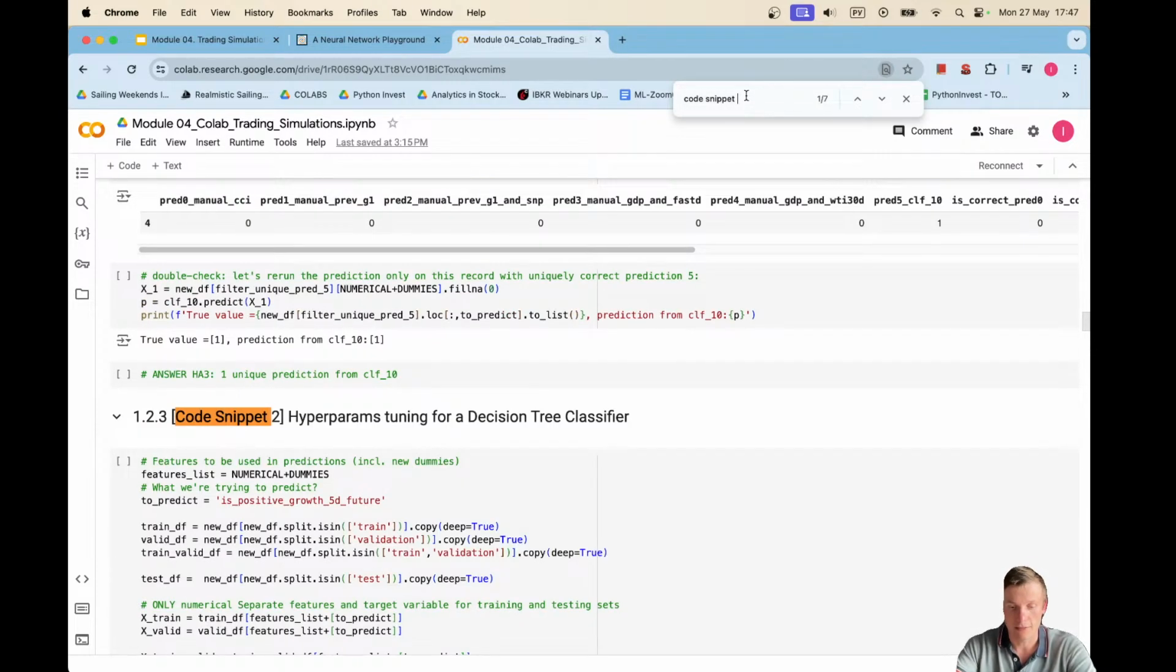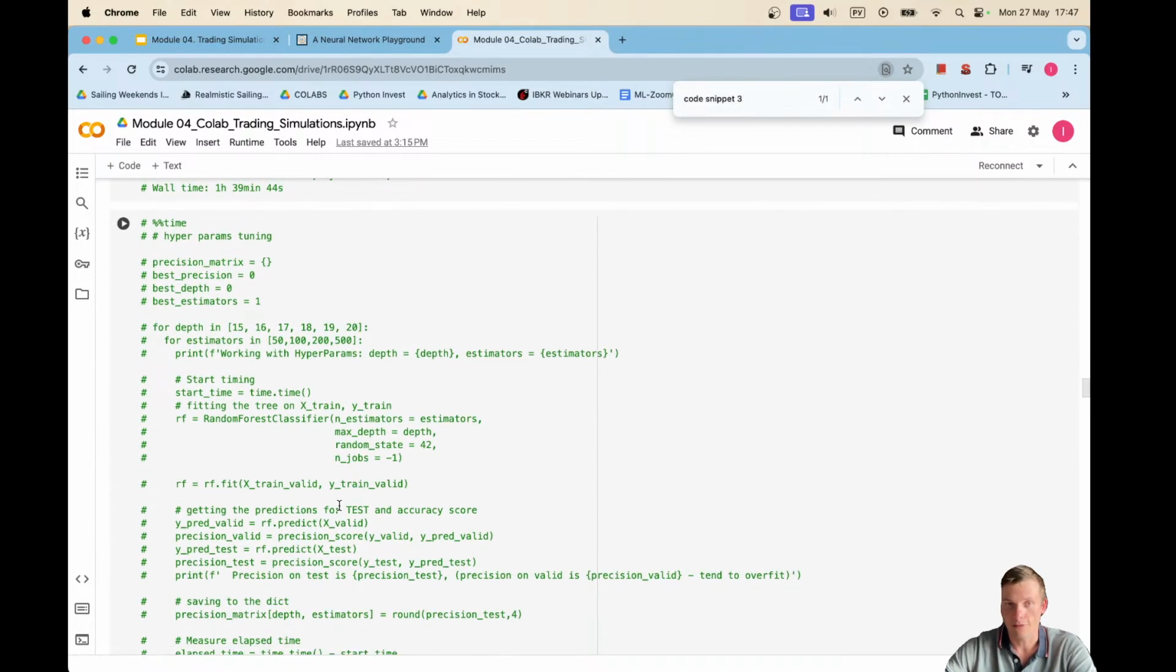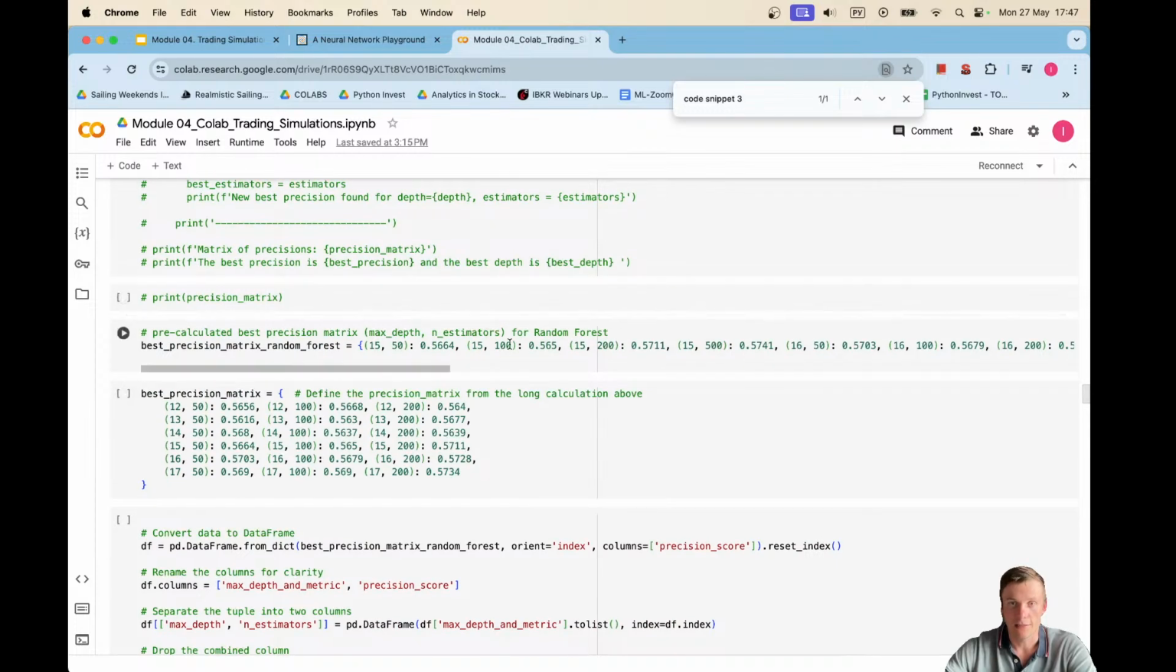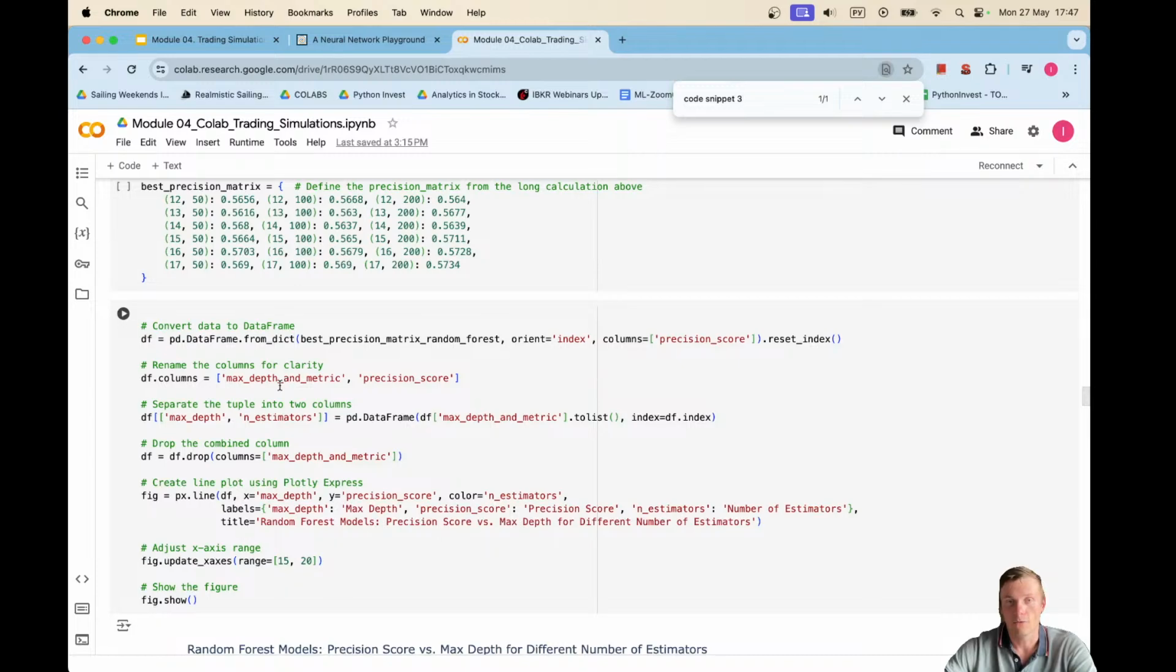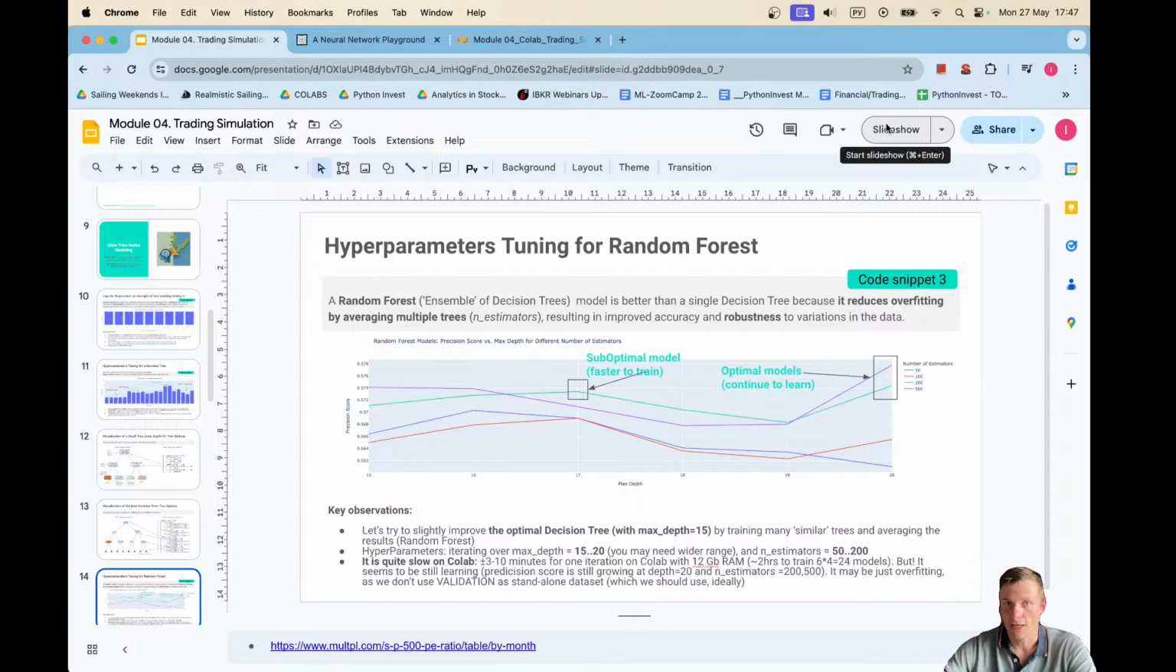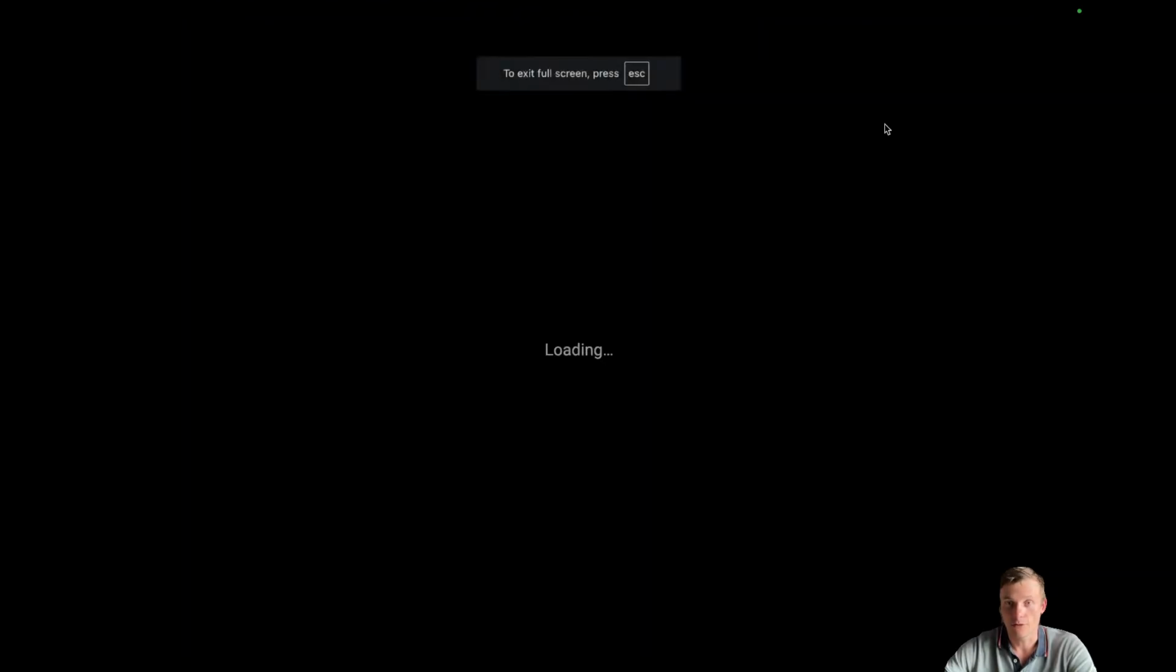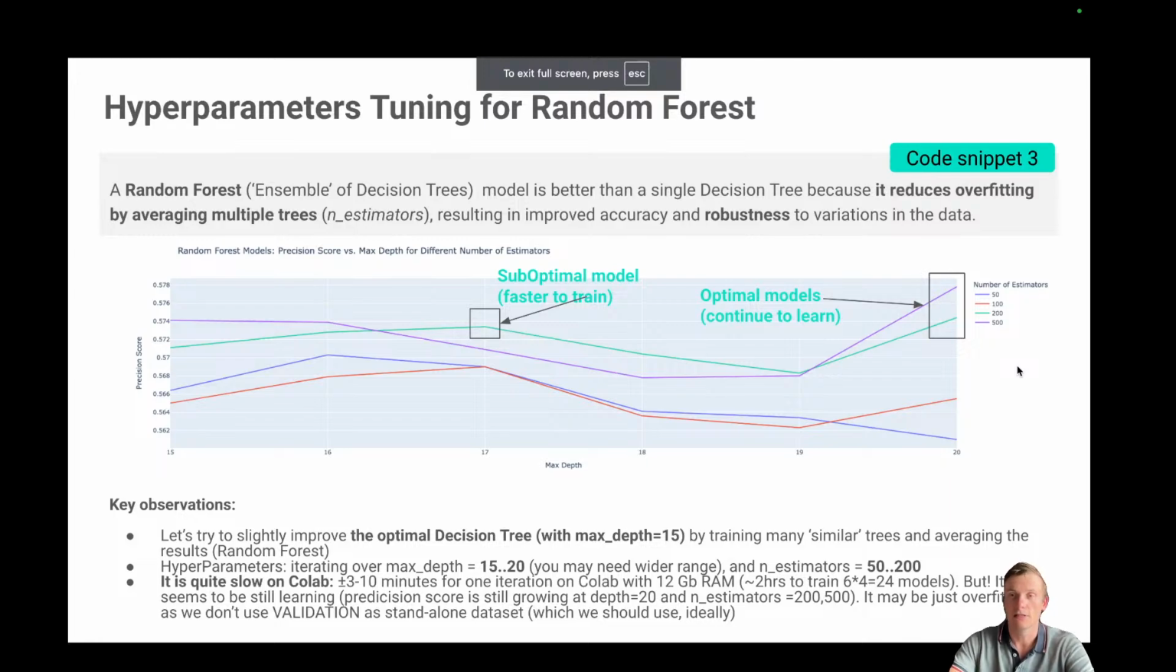So if you run it again, you may need to spend 2 hours to get the same data that I received for this graph. That's why I pre-calculated precision metrics for each combination of maximum depth and number of estimators, so that you see the results here and you can have all the details straight away. So you don't need to retrain it, but you can try on your local computer, and it may be much faster than just a 12 gigabytes RAM cloud Colab.